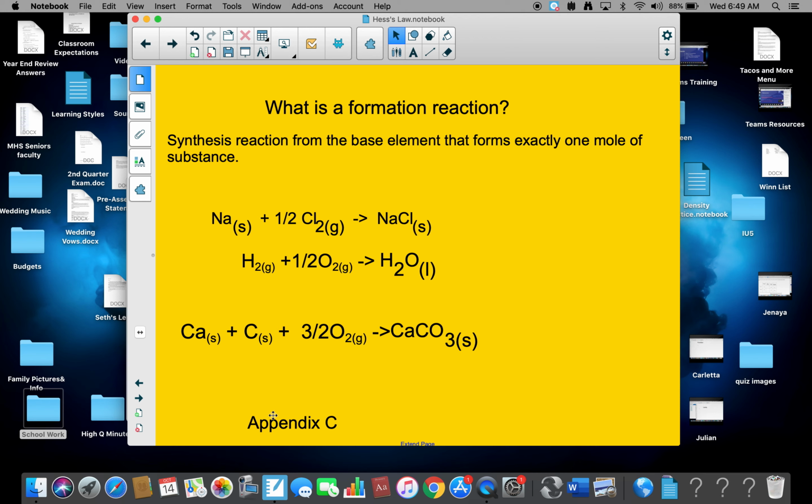Now, if you look in Appendix C, usually I'd have you open your books up, but because you don't have books, I've attached a file here called Appendix C. Go ahead and look at that. If you look in Appendix C for sodium chloride, the enthalpy is negative 410.9 kilojoules per mole. Remember, negative means that's exothermic. Okay, water is negative 285.83 kilojoules per mole. It's also exothermic. And calcium carbonate is really exothermic. It's negative 1,207.2 kilojoules per mole.